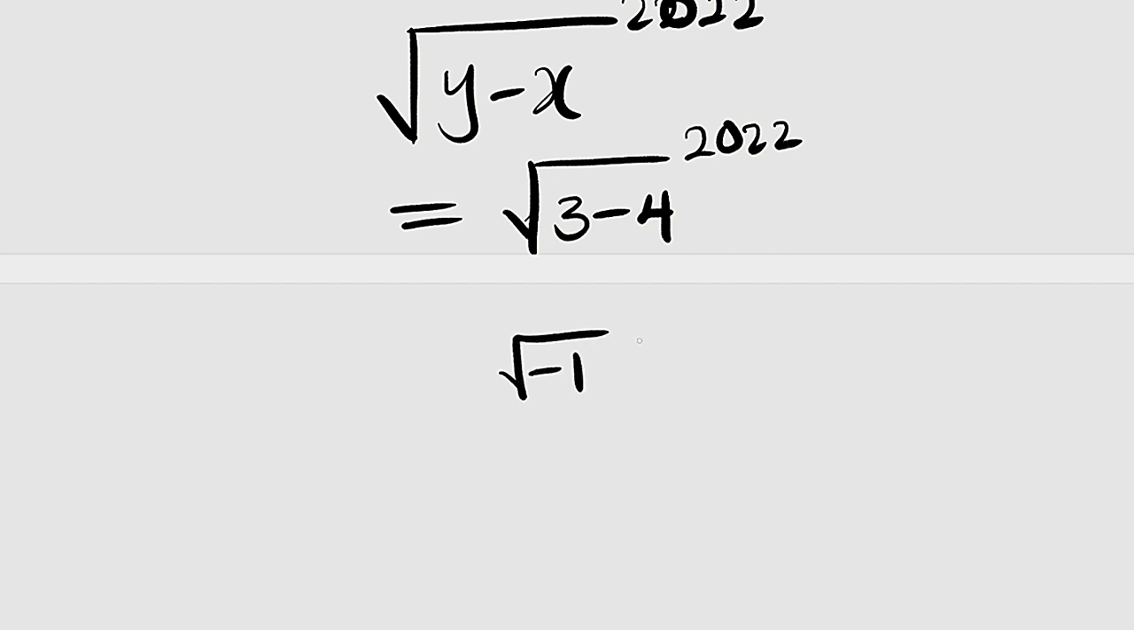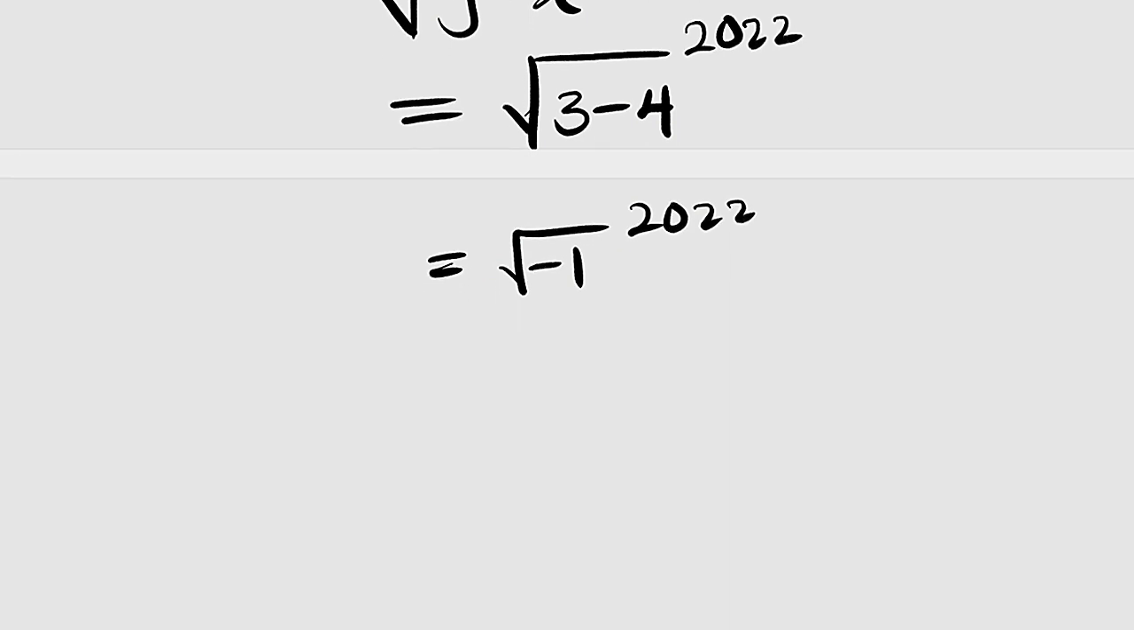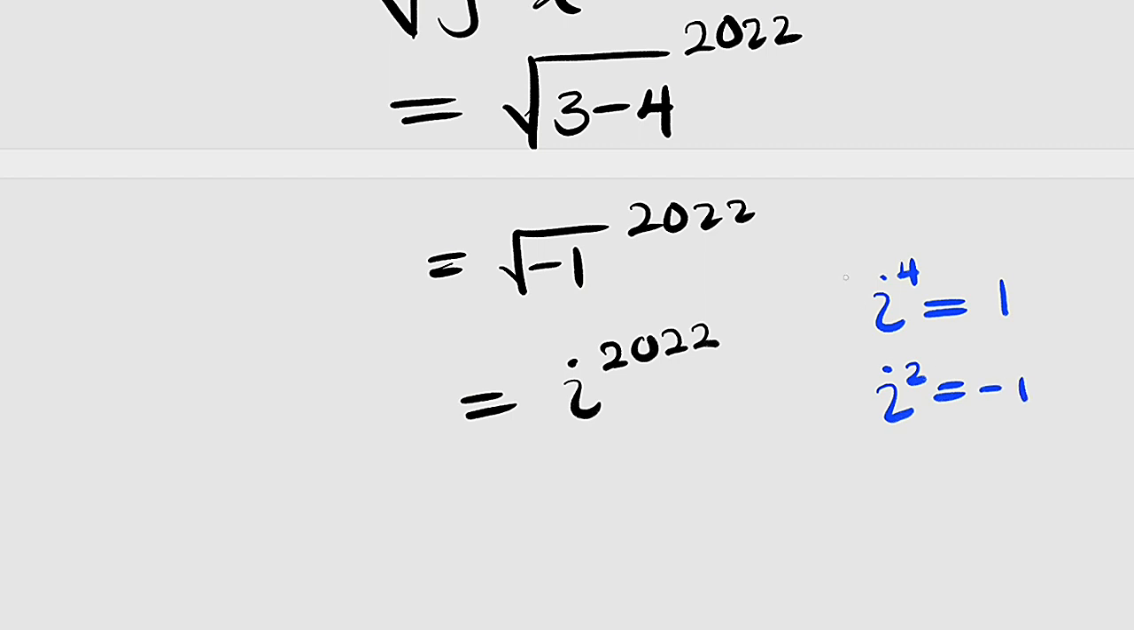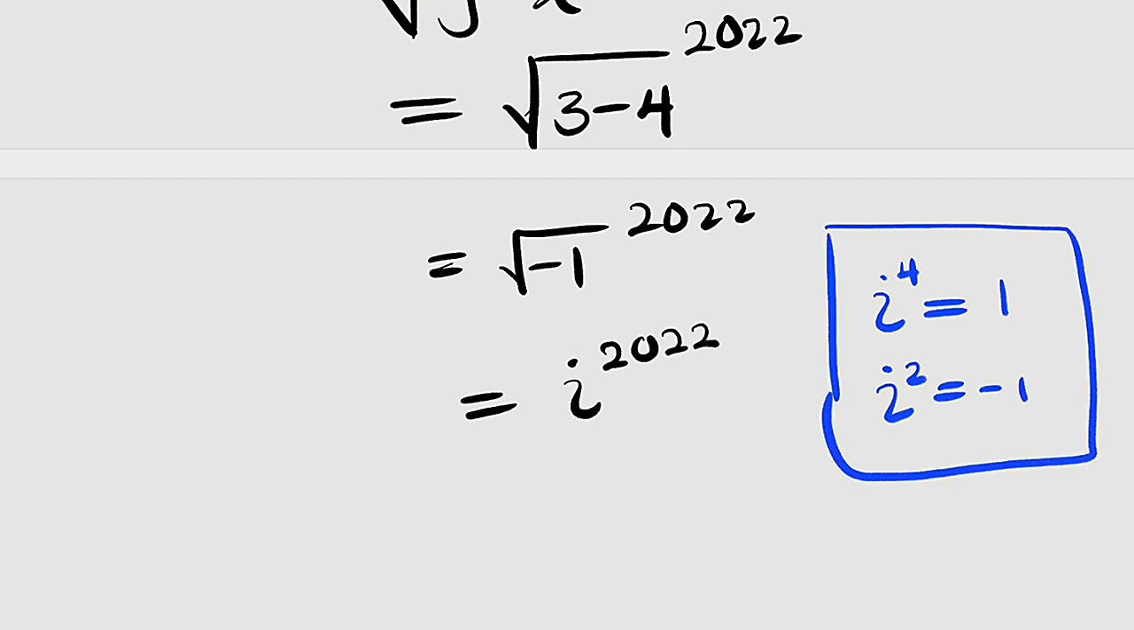So we have square root of negative 1 to the power of 2022. And square root of negative 1 is i. So this is i to the power of 2022. But how can we evaluate i to any power? There are two things you should remember. i raised to the power of 4 and its multiples like 8, 12 and so on will forever give us 1. And i squared is equal to negative 1. So these two are very important.